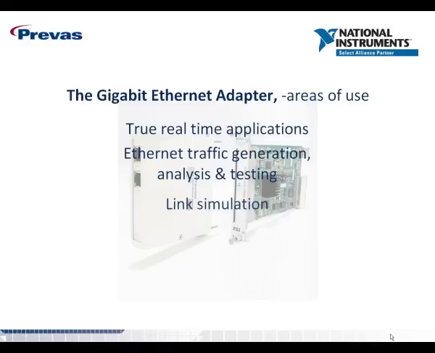Link simulation. The Gigabit Ethernet adapter can be of help to detect and monitor delays, jitter, etc. when doing link simulations. And finally, fault injection. When testing performance of algorithms and protocols, you can easily monitor issues like dropped frames, bit errors, protocol violations, etc.